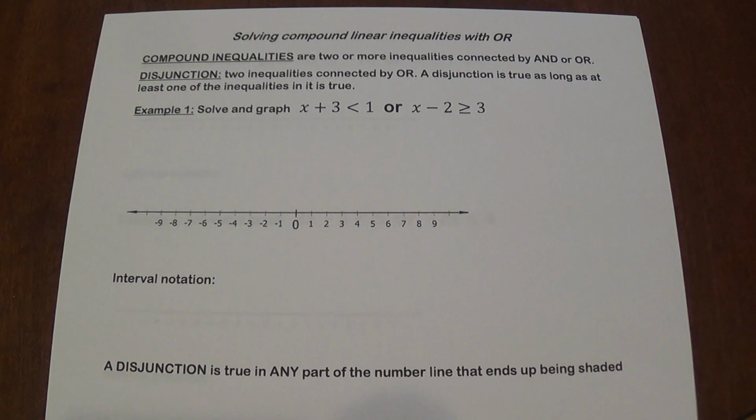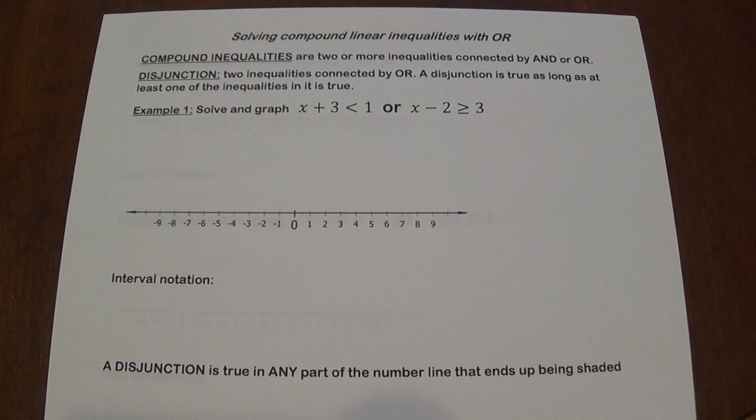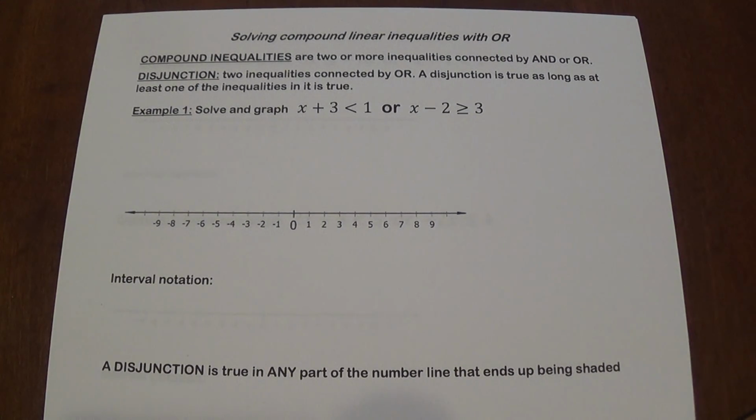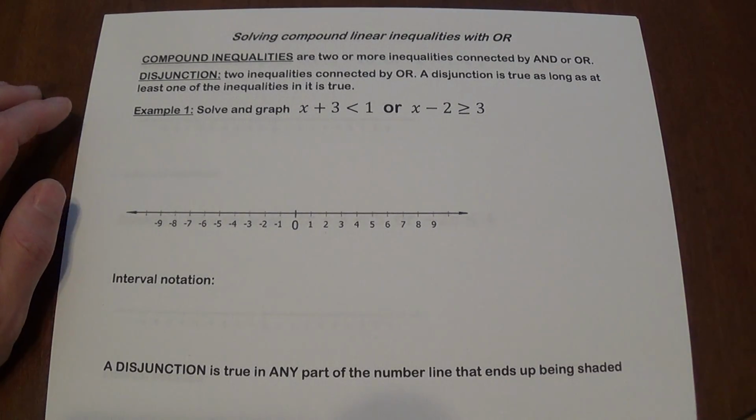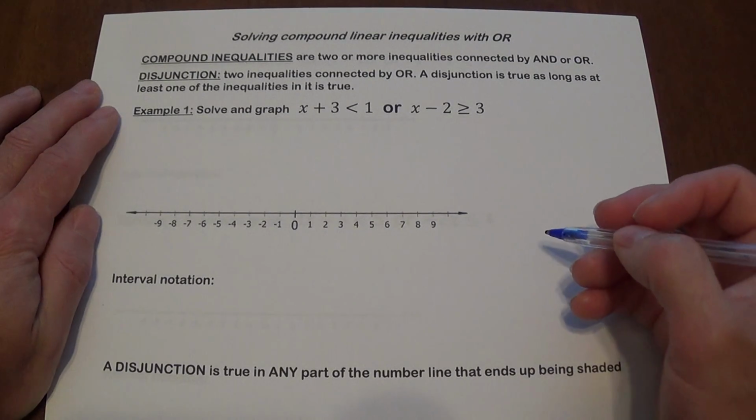Hi, so we are going to talk today about how to solve compound inequalities that are connected with OR. This is what we call a disjunction. A disjunction is when you have inequalities connected with OR. And a disjunction is always going to be true as long as at least one of those inequalities is true. Possibly both, but at least one is going to be sufficient. So we have some simple inequalities here that comprise that.